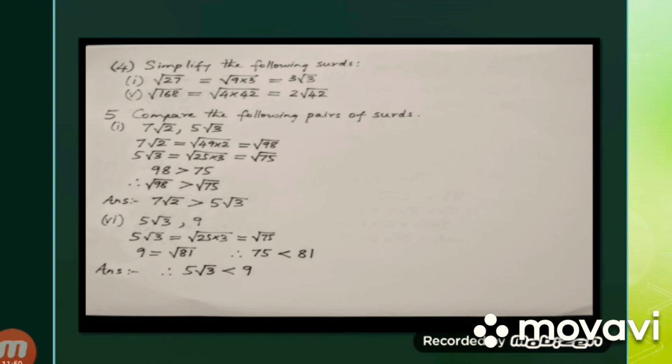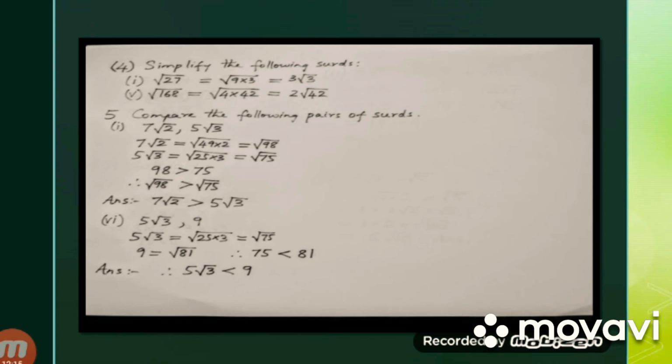Question number 4. Simplify the following surds. First, root 27, that is equal to square root of 9 into 3, and that is equal to 3 root 3. The fifth, square root of 168, that is equal to square root of 4 into 42, and that is equal to 2 root 42. So we have to reduce it to the lowest form.